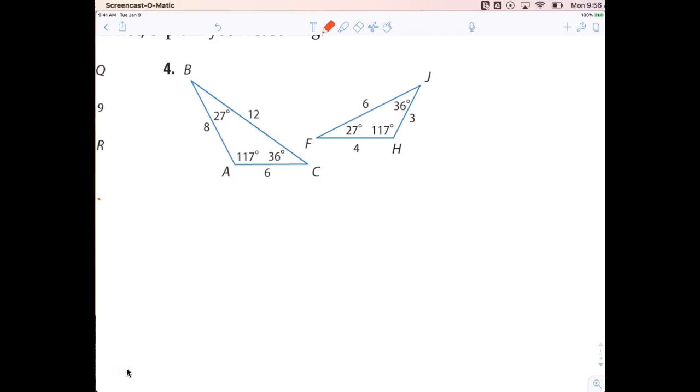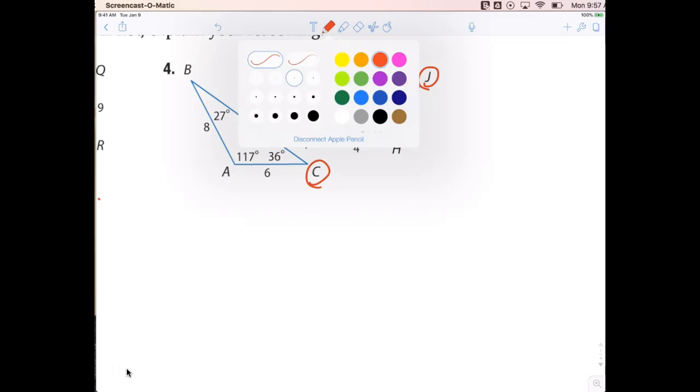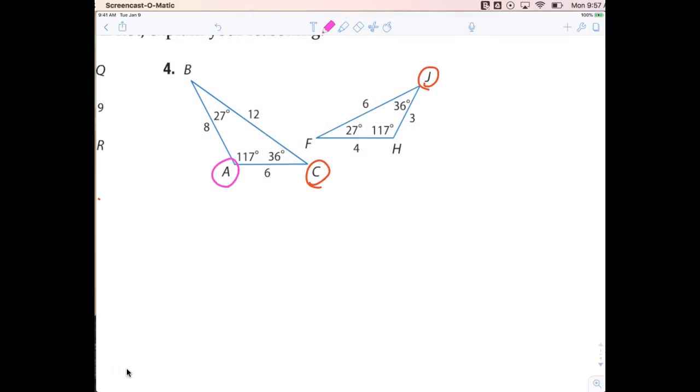And again, they're trying to be tricky because the triangle is not written the same way. Does everybody see that? So first I want to check the angles. Are the angles congruent? Yes, because J would correspond to C, A corresponds to H, and B corresponds to F. So the first part is true. Corresponding angles are congruent.